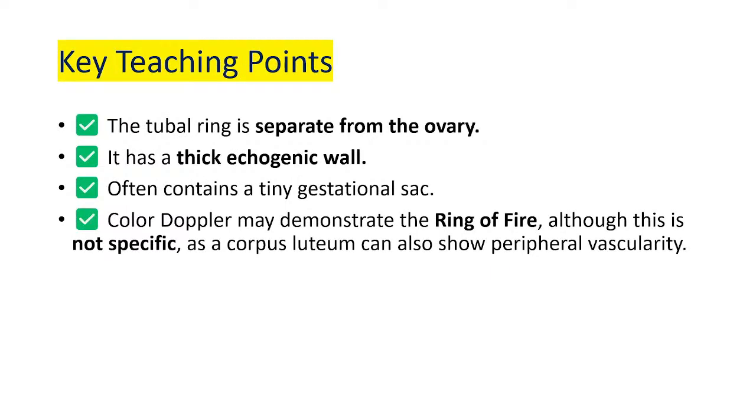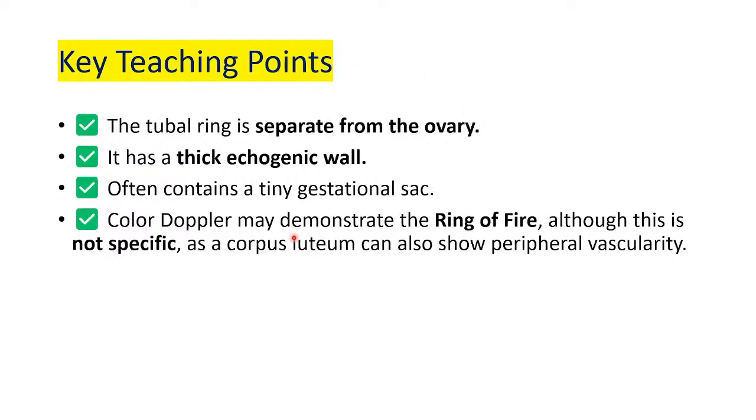So the key teaching points: the tubal ring is separated from the ovary. It has a thick echogenic wall and often contains a tiny gestational sac. Color Doppler may demonstrate the ring of fire, although this is not specific, as a corpus luteum can also show peripheral vascularity. So the major distinction between a corpus luteum cyst and a tubal ectopic pregnancy is that it should be separated from the ovary. We see a distinct ovary and you see the tubal ring. But the corpus luteum cyst will be inside the ovary itself.